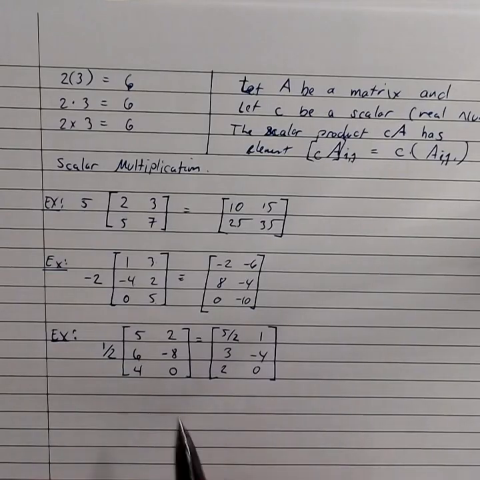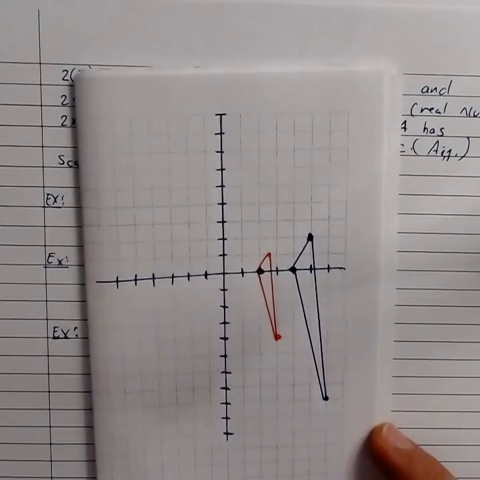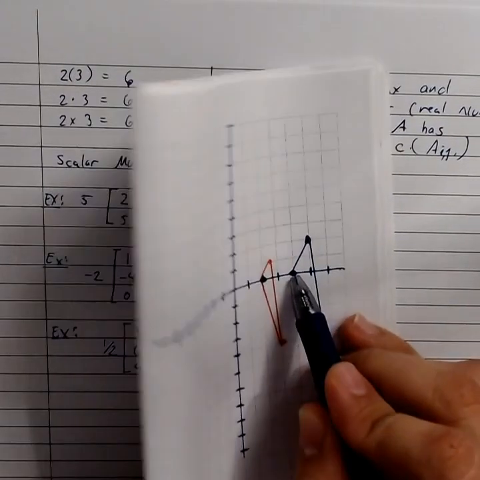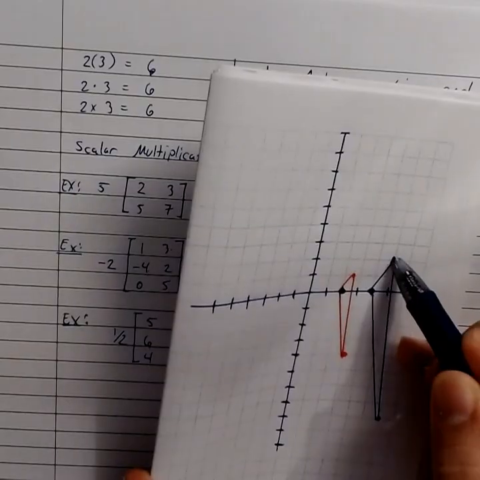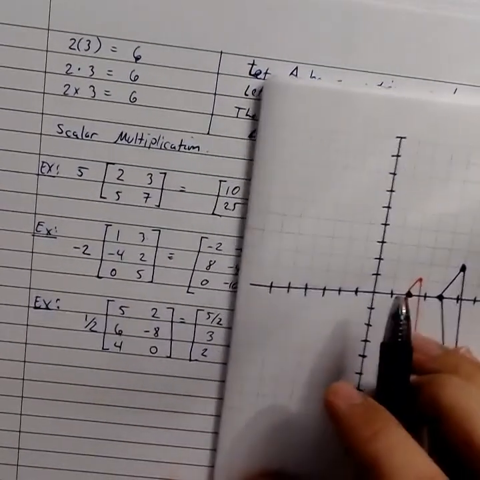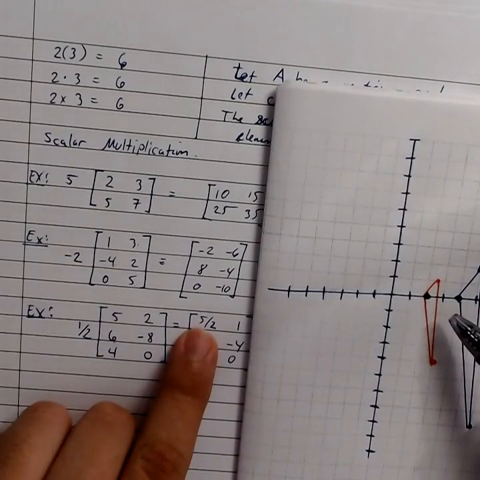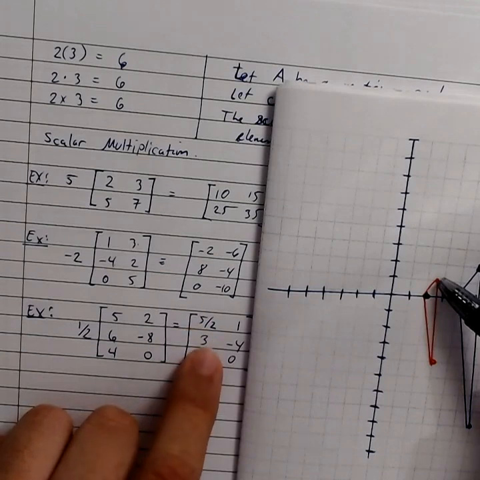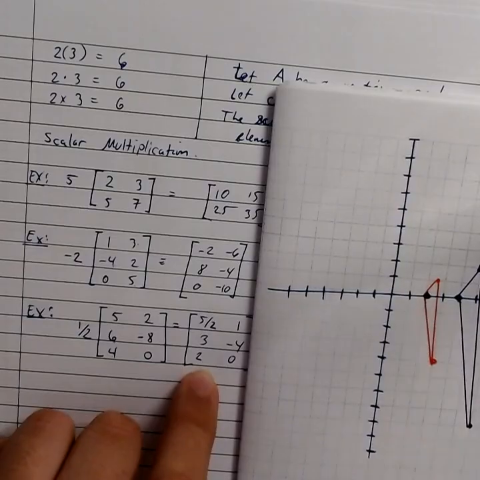All right, so if you graph these right here, the 5, 2, 6, -8, and 4, 0, you're going to get this shape right here. That's going to be 4, 0, that's going to be 6, -8, and that's going to be 5, 2. But now if you graph these sets of numbers right here, these points, if you graph 5 halves, 1, that's that number. If you graph 3, -4, that's that point right there. And if you graph 2, 0, that's that point right there.